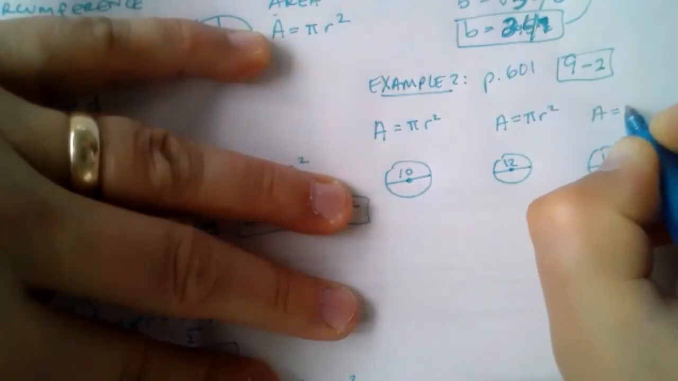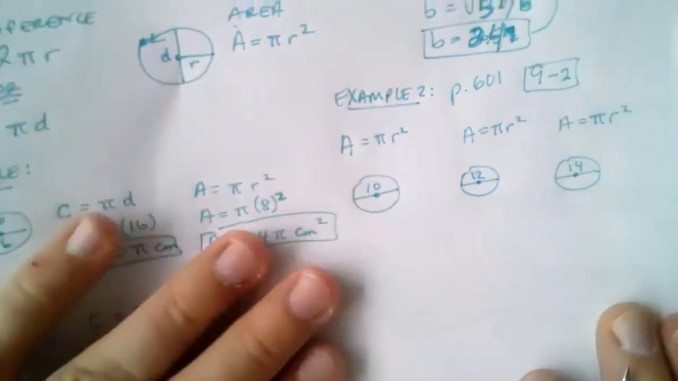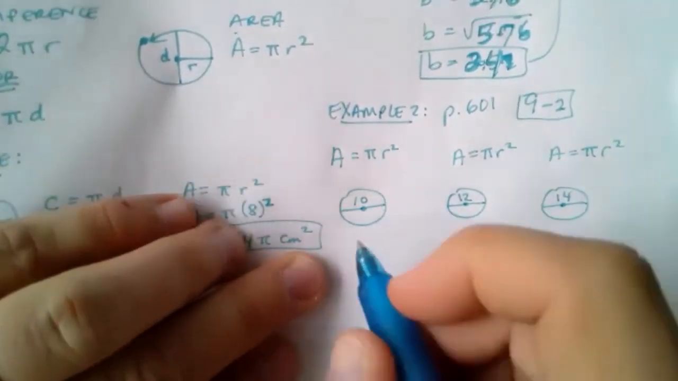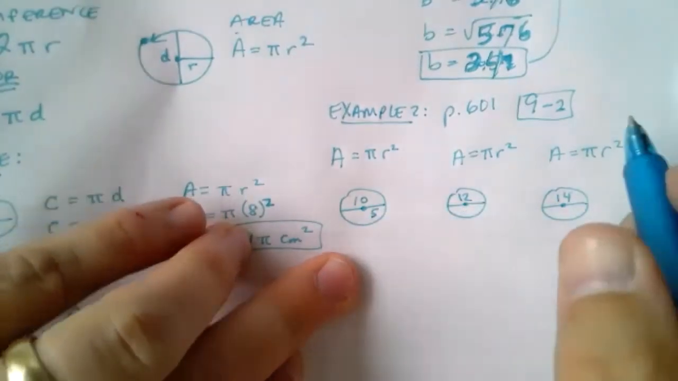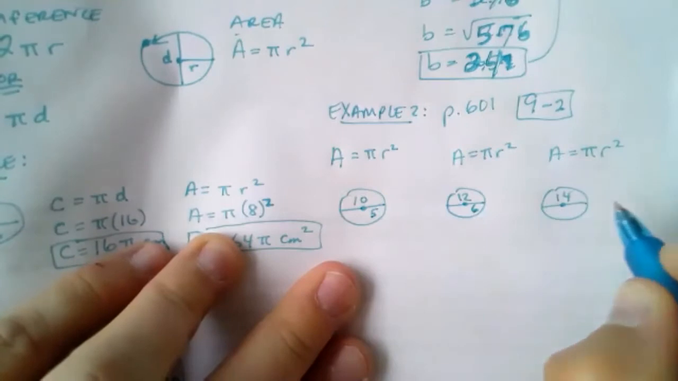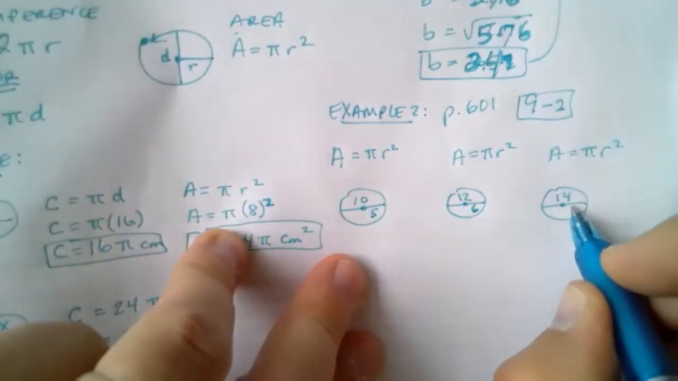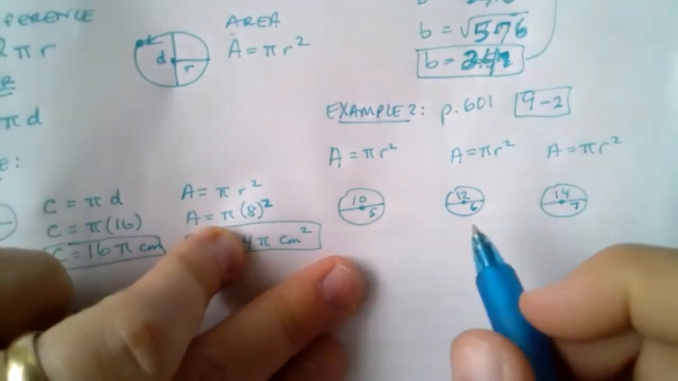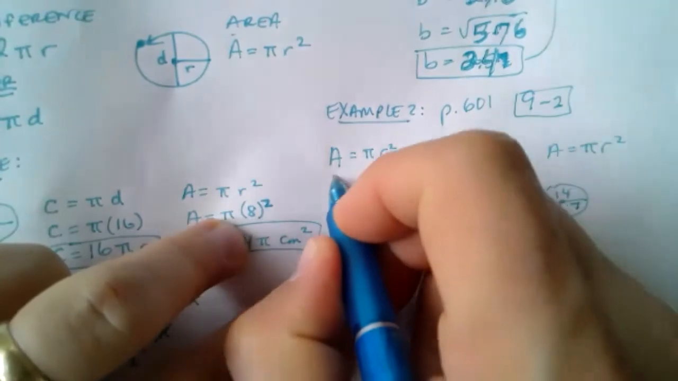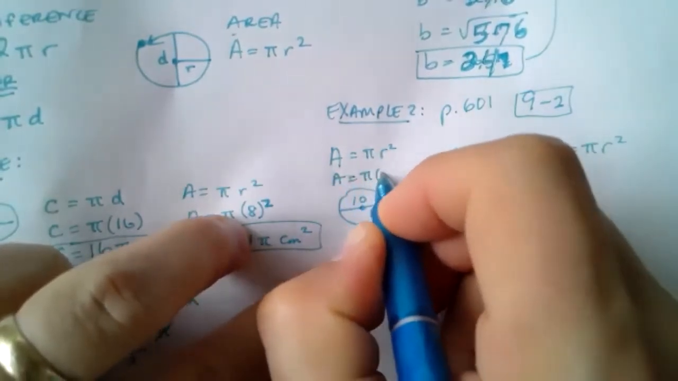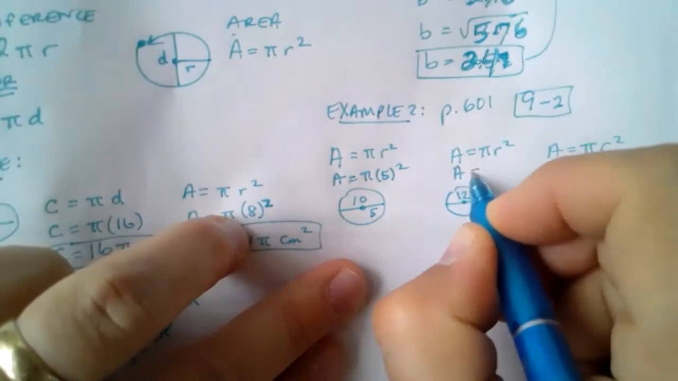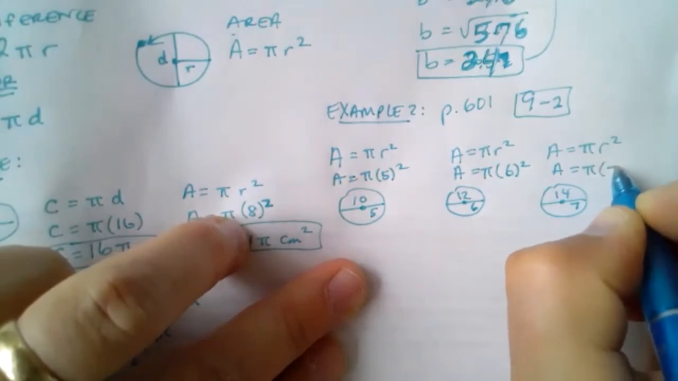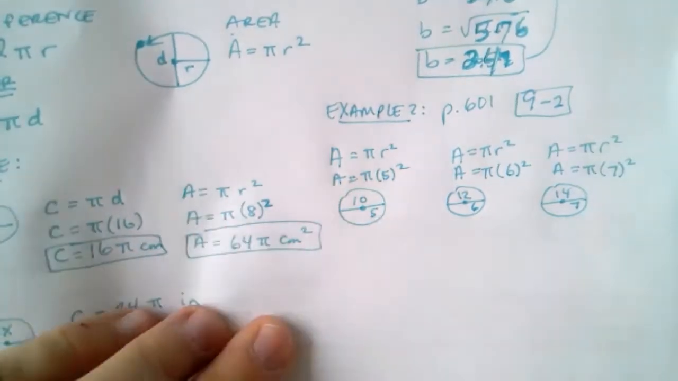The only problem is we need to change the radius size. If this is the diameter, then the radius should be 5. If this is the diameter, the radius here should be 6. If this is the diameter, the radius here should be 7. You just cut the diameters in half, and that gives you the radius. So we're going to recalculate this. Area equals pi times 5 squared. Area equals pi times 6 squared. And area equals pi times 7 squared.